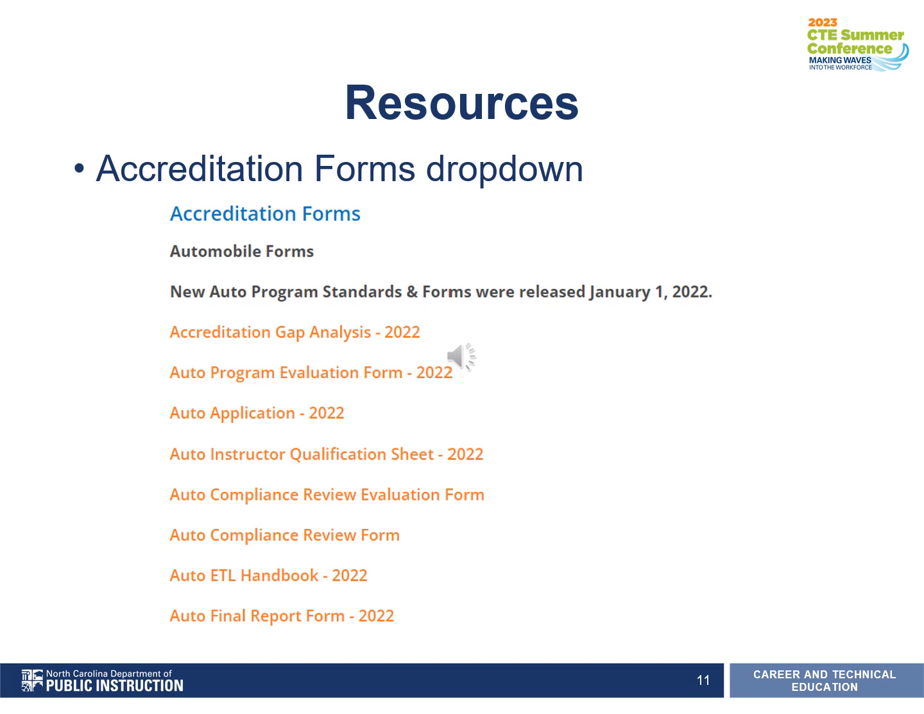And then also the auto final report form. At the end of the on-site visit, there will be a final report that is turned in, and there's an example of the form right there. The main things are the gap analysis, which is a great starting point, and the evaluation form, going through that and updating standards. That's what the advisory committee will use to rate each of the standards. But the ETL handbook is a great resource.